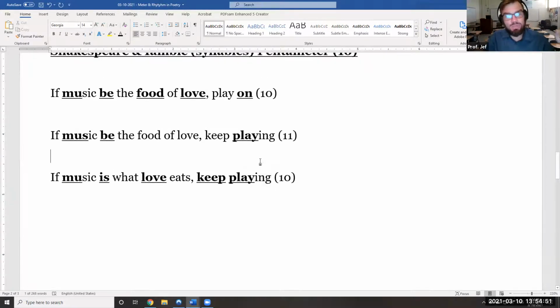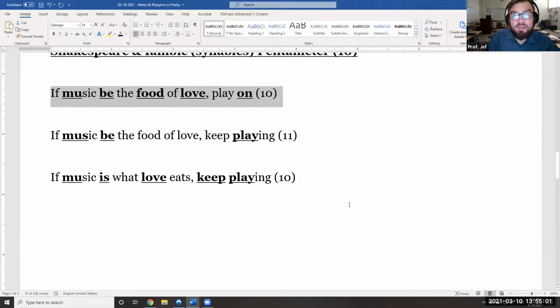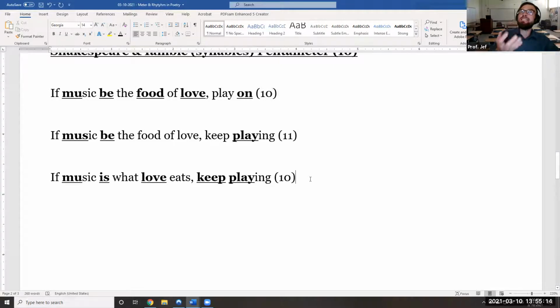And I'll just read these 3 lines the best that I can to show you the difference between these words. So again, these rhythms. First one here. "If music be the food of love, play on." "If music be the food of love, keep playing." "If music is what love eats, keep playing." Right? And they might feel like subtle differences.